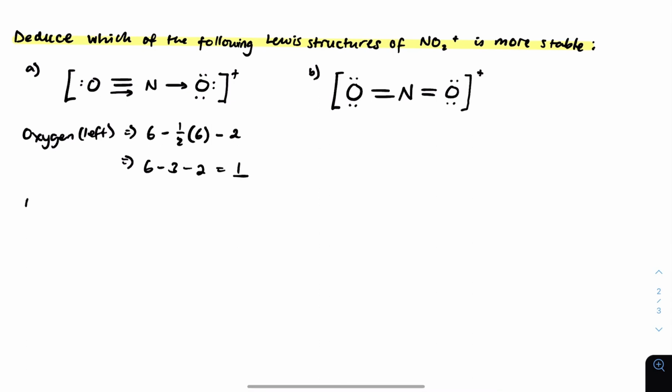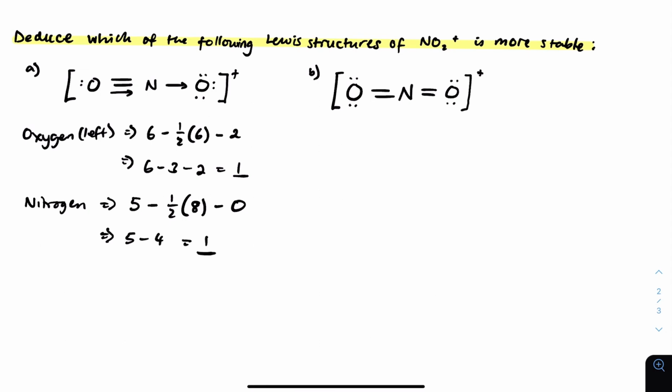Now we're going to do the nitrogen. So nitrogen has 5 valence electrons. We're going to ignore the fact there's a plus there that took away one of the electrons. Then minus half of the bonding. So the bonding, we have 4 different lines. So that means that there are 8 bonding electrons. And there are no lone pairs, so nothing to subtract there. So we got 5 minus 4, which is equal to 1 as well.